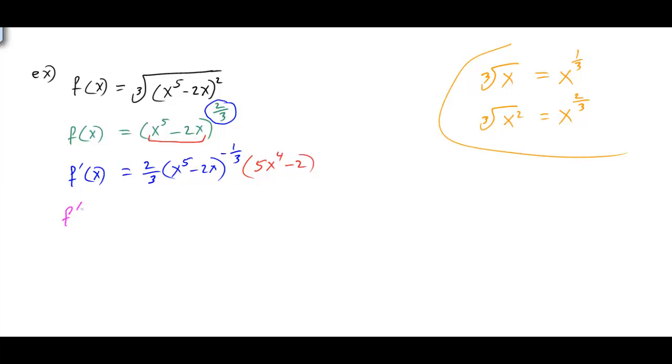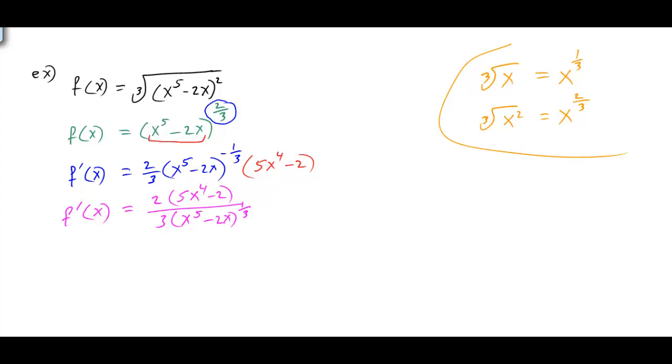And once again, there's the derivative. All we have left to do now is to simplify. And here, all I'm going to do is make our exponent positive. So we would have 2 times 5x to the 4th minus 2, all divided by, we have the 3 in the denominator. The negative exponent moves to the bottom, becomes positive. So x to the 5th minus 2x to the 1/3 power.